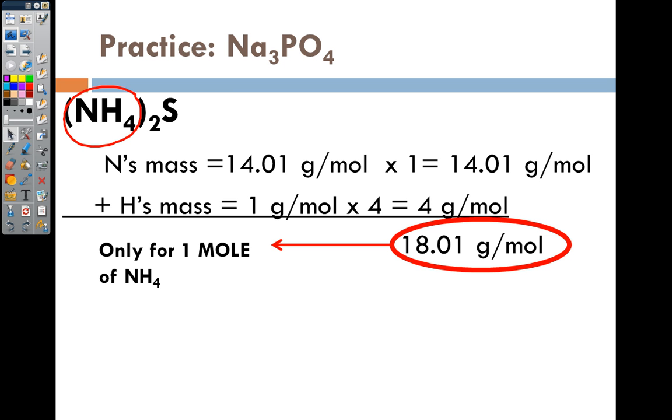But just like Ronnie said, the 2 that's outside the parentheses, we have to bring that down and multiply so that we're actually accounting for 2 of the NH4s, not just 1. So when I do that, say it again. I just did it. 36.02. There's 2 of them, right? Yeah.